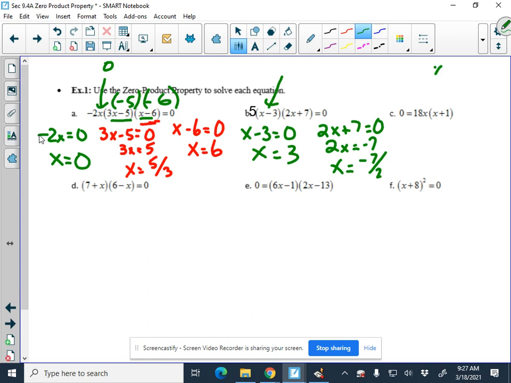Now this one, x plus 1. If I set it equal to 0, I subtract 1. What's one of the solutions? What number can I put in there that'll make it 0? Minus 1. That's one of the answers. The other one actually should be pretty obvious as well. If you set 18x equal to 0 and divide by 18, if I put in what? It'll turn that one to 0. Zero divided by 18 is still 0.